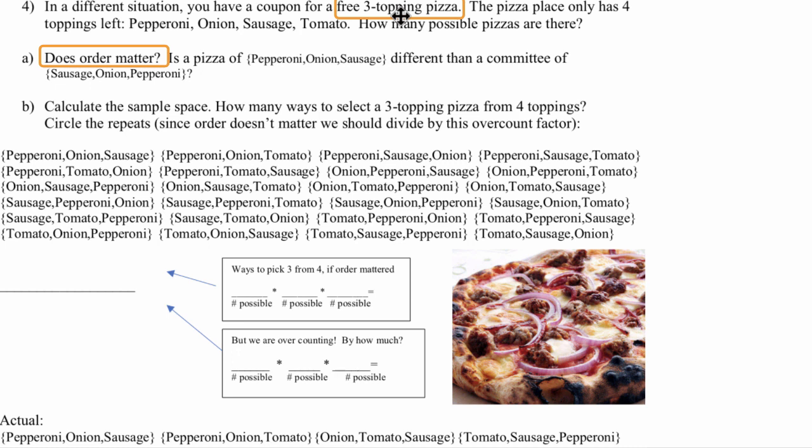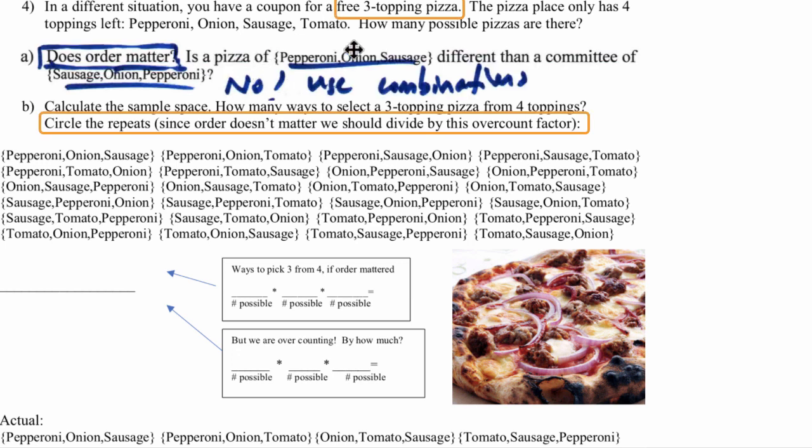So for this question, let's think about, does order matter? Is a pizza pepperoni, onion, sausage different than a pizza of sausage, onion, pepperoni? Right? In this case, we see the answer is no. So that means we're going to use combinations, right? Pepperoni, onion, sausage is the same pizza as sausage, onions, pepperoni, which is the same pizza as onion, sausage, pepperoni, which is the same as onion, pepperoni, sausage, etc.